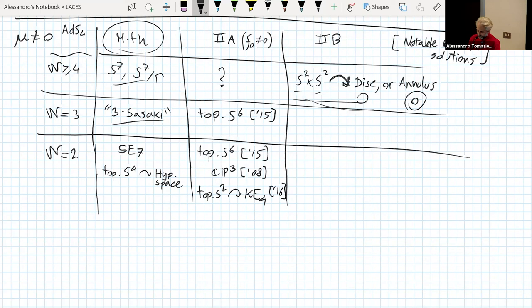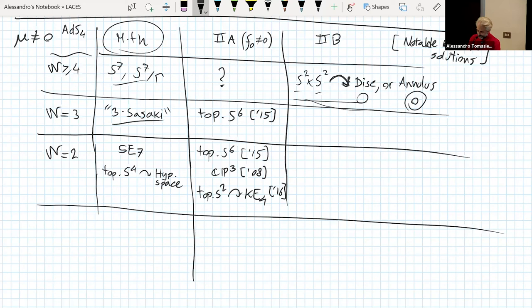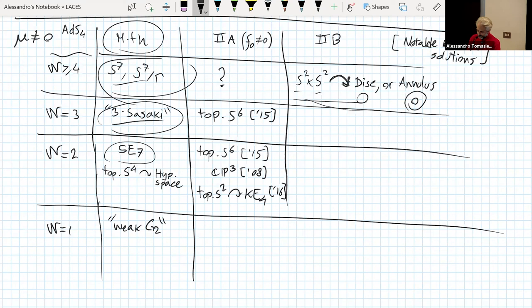I'm putting you these dates to show you how things are progressing. The empty column was basically, these were known for a long time. Almost all of it was known for a long time. Here there's something called the weak G2. Well, I don't want to tell you. So I can tell you if you ask me. It's an old geometrical condition, so this is very old.